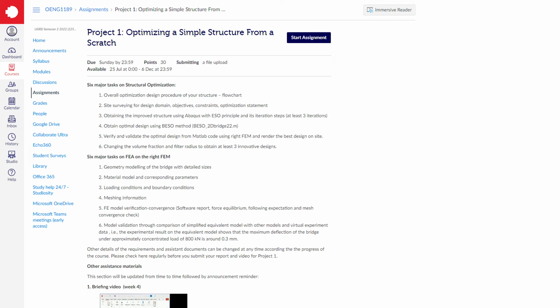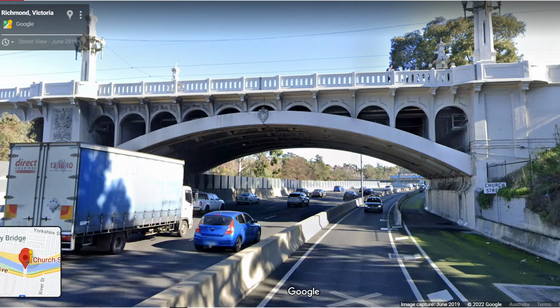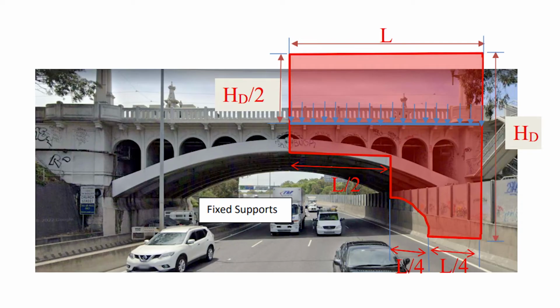In assignment 1 of structural optimization and 3D printing, I have been working to generate a simple bridge structure from scratch. My bridge is set to replace the existing bridge where Church Street passes over the CityLink toll road in Richmond, Melbourne. To start my assignment, I had to determine the domain my design was required to fit within.